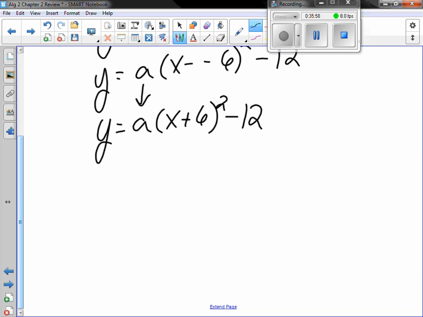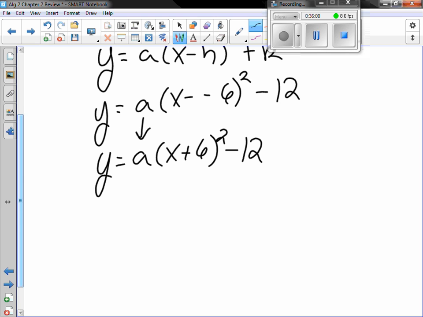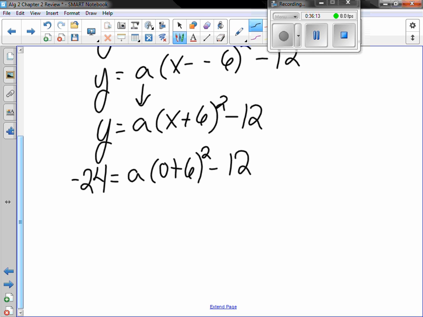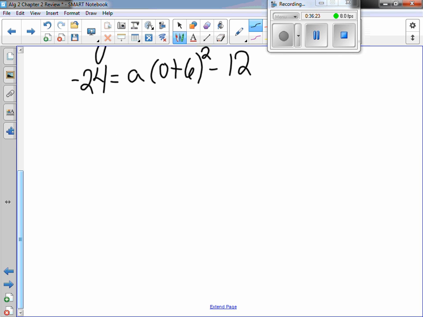Because to find the value of a, I'm going to take that point and plug it in. So y was negative 24. x was 0. I plug that in, because it is going to make it true: when x is 0, y will be negative 24. It just works for that equation. So I plug it in for x and y respectively. And then we're going to solve.